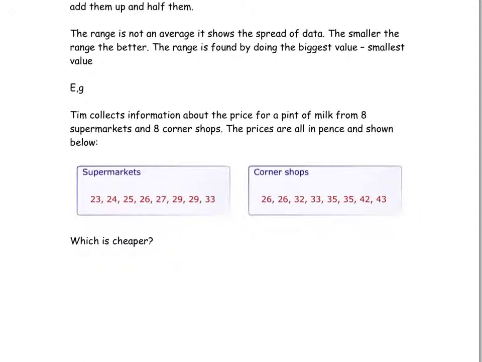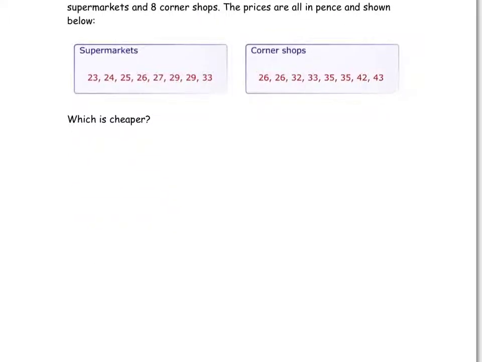Now we also need to be able to compare averages, so we can compare 2 different data sets. So we're told here that Tim collects information about the price for a pint of milk from 8 supermarkets and 8 corner shops. The prices are all in pence and shown below. So we've got the supermarket prices and we've got the corner shop prices. And we want to know which one is cheaper on average.